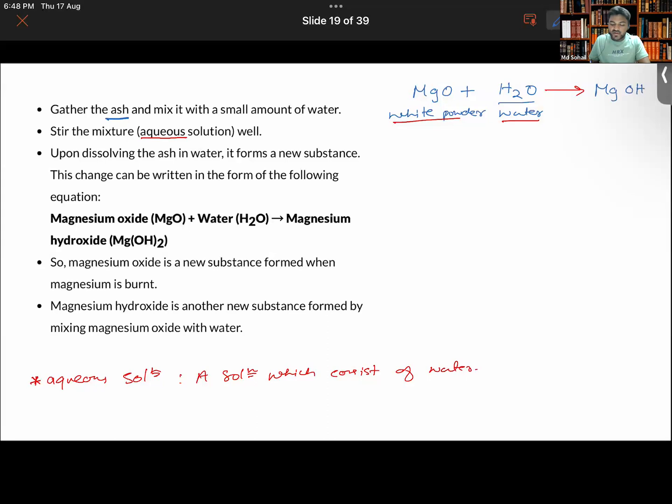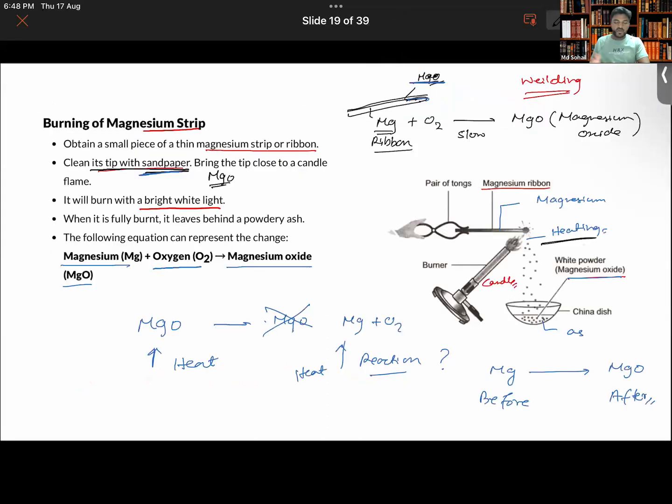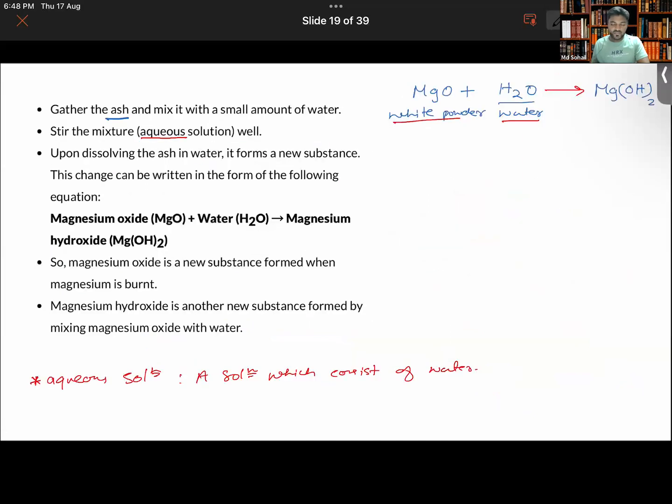Magnesium hydroxide. So look over here, guys. How many reactions are taking place here? In fact, we already saw that one chemical reaction has taken place here when magnesium reacted with the oxygen. Now you have got the white powder. Now you have added water into it, and another new product is forming here. Magnesium hydroxide is forming here.